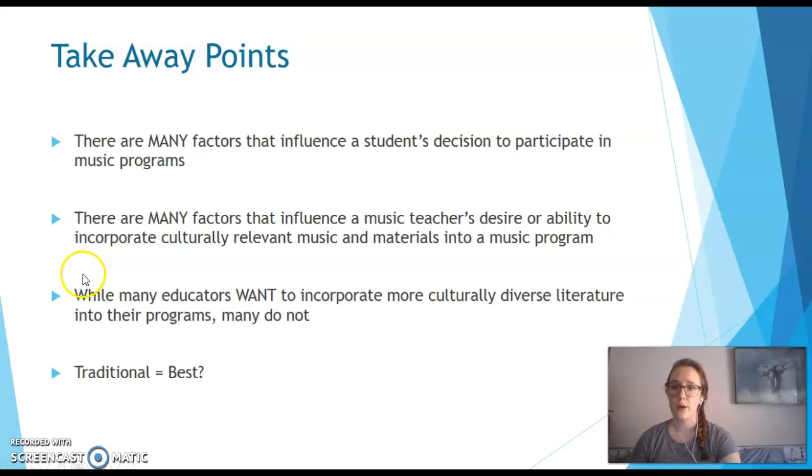And then, with the third one, I kind of just went over that. While educators want to incorporate the diverse literature, many do not for a variety of reasons that we just talked about. And then I wrote down here for the last point, does traditional equal the best? So meaning that with a Eurocentric approach to music curriculum, is that the best just because that's how you were taught or how it traditionally has been taught? Kind of pushing back against what has been normal or accepted. Why have we taught in that way? And how can we change that to make sure that all students, all demographics, are being represented in the music classroom?